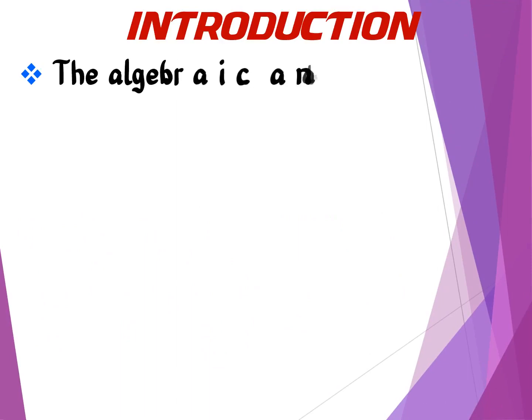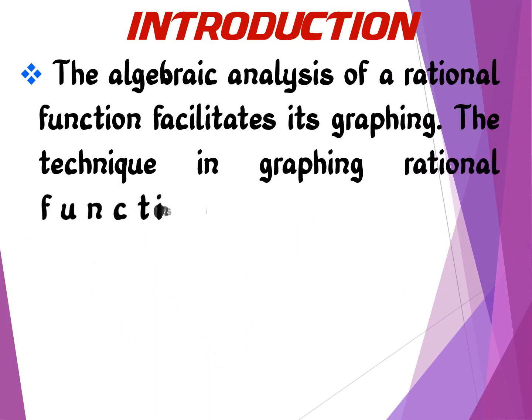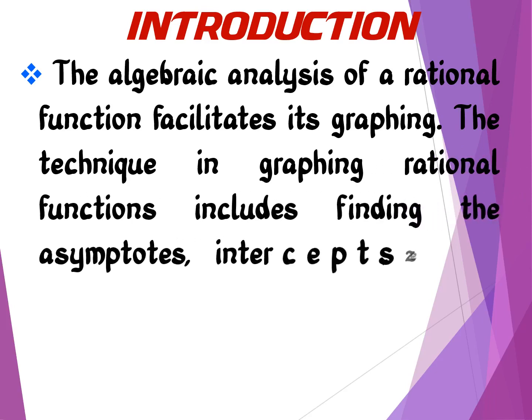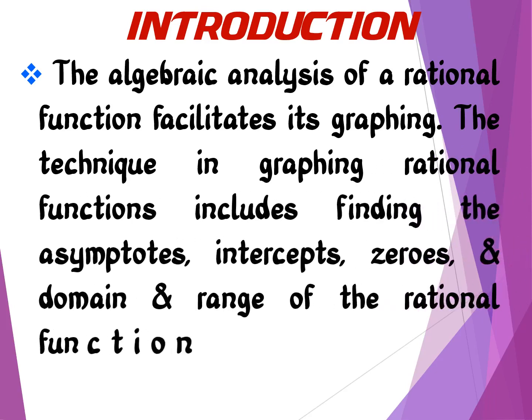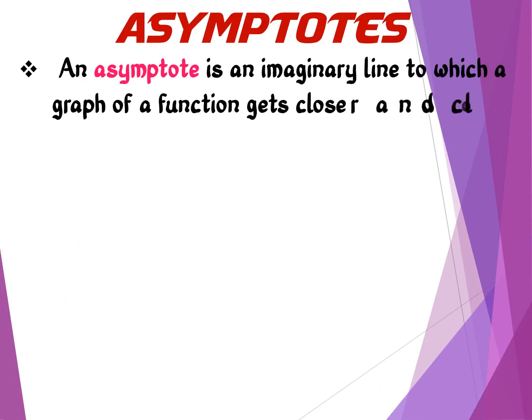The algebraic analysis of a rational function facilitates its graphing. The technique in graphing rational functions includes finding the asymptotes, intercepts, zeros, and domain and range of the rational function. But let us first define what an asymptote is.